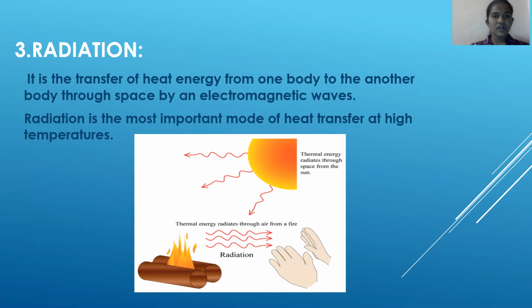And the last one is radiation. It is the transfer of heat energy from one body to another body through space by electromagnetic waves. In radiation heat transfer, it does not require any medium. So it can transfer heat from one body to another without any contact between them. There is no need for two bodies to be in contact. And radiation is the most important mode of heat transfer at high temperatures.